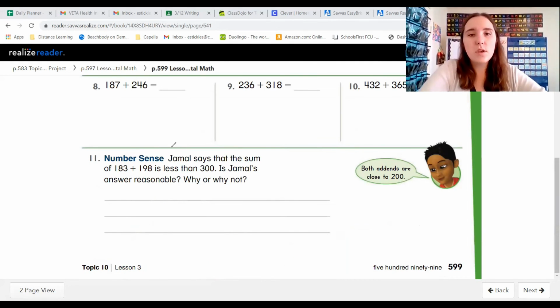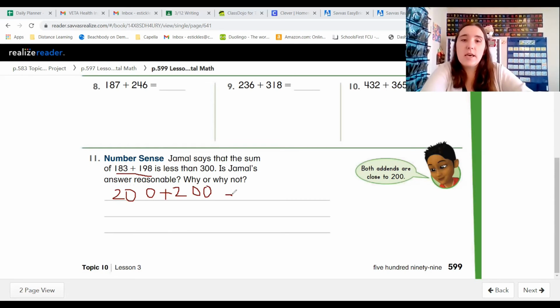Okay, number 11. Jamal says the sum of 183 plus 198 is less than 300. Is Jamal's answer reasonable? Why or why not? So if we look at what our friend over here is saying, he's giving us a little hint. He's saying that both add-ins, the numbers that we're adding, are pretty close to 200. So if we know that 183 is close to 200, and 198 is really close to 200, we could almost do 200 plus 200 to see if our answer is less than 300.